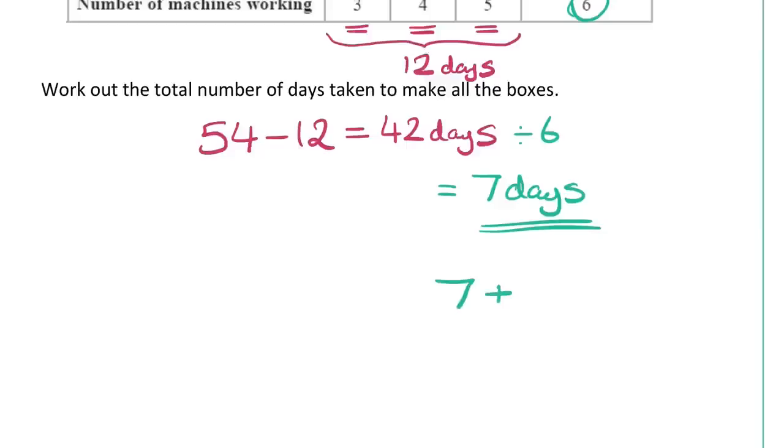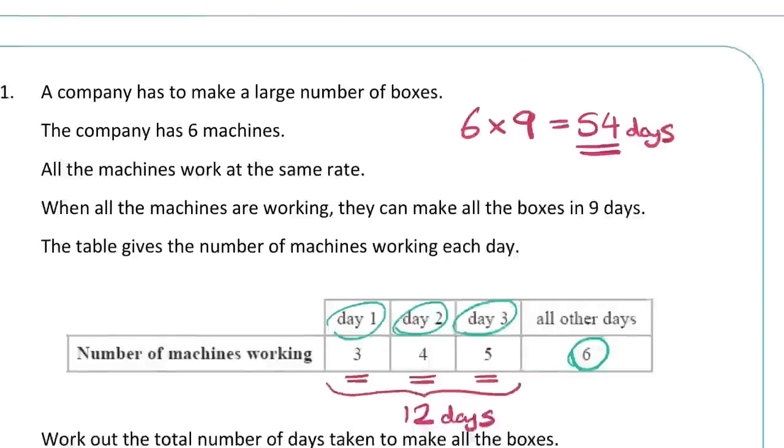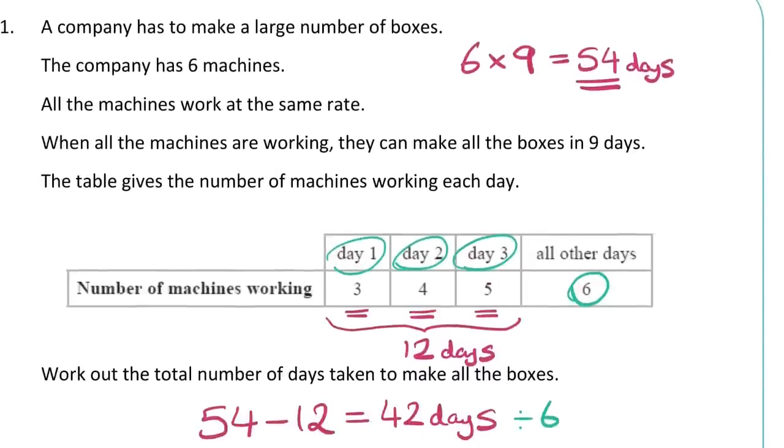So 7 plus 3 gives us in total 10 days. So there we go, there's our final answer, 10 days. Now that process there is always a little strange when you are working out that total, particularly that 54, the fact that it'll take 54 days for one machine.